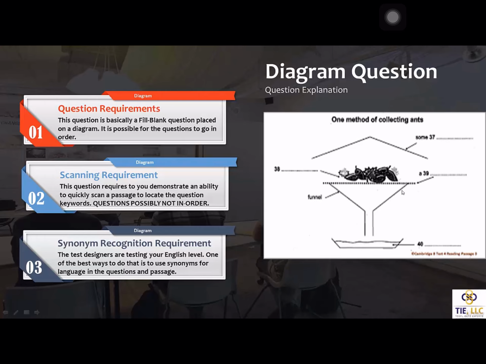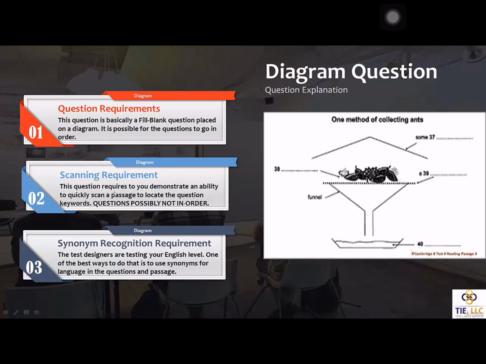And when you're looking at number 40 on the bottom down here, being able to know that that looks like some type of pan, right? So that's how they're testing your English. Being able to look at a diagram and recognizing the English words for these different things.